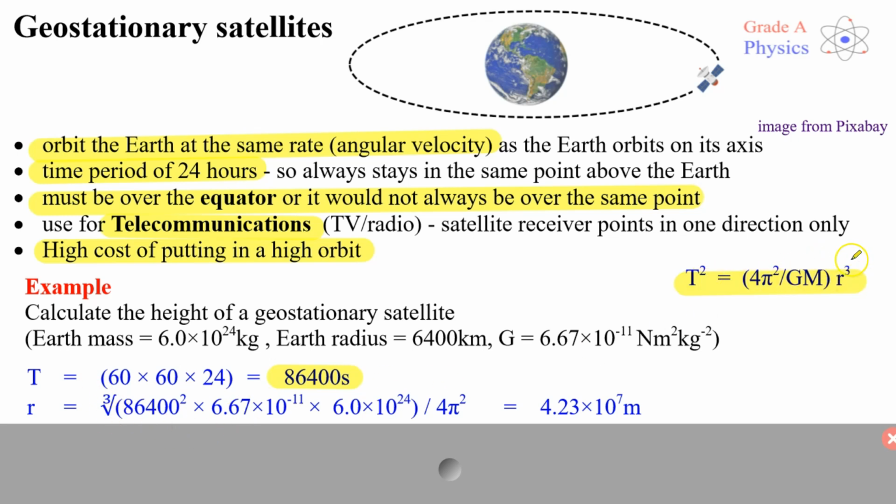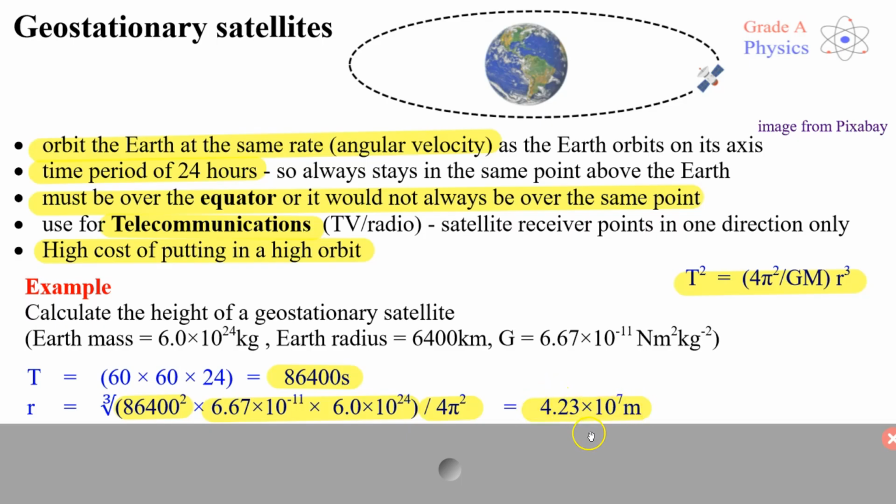So we need to rearrange this expression here to make R the subject. So it's going to be the cube root of T squared multiplied by GM all over 4 pi squared. So we've got our value of T, and we're going to square that, multiplied by G multiplied by M, divided by 4 pi squared, and then it's the cube root of all of that, and we get this value here.